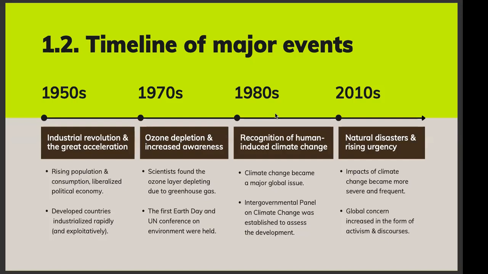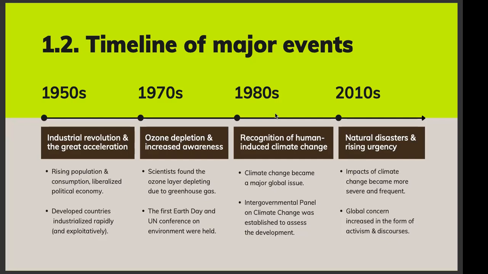But despite the increased awareness of the public, the issue of climate change still became even more severe and urgent. So in the next decade, in the 1980s, climate change became a major global issue, because finally scientists recognized that the increase of greenhouse gases and carbon emissions was actually caused by ourselves, by human activities, specifically by corporations that were producing the most carbon emissions. And therefore, climate change was recognized as a major global issue.